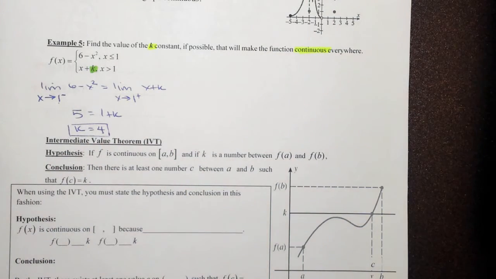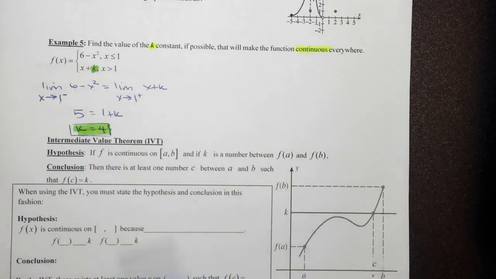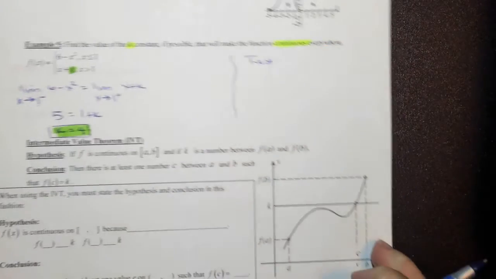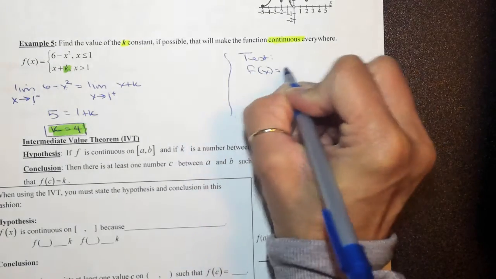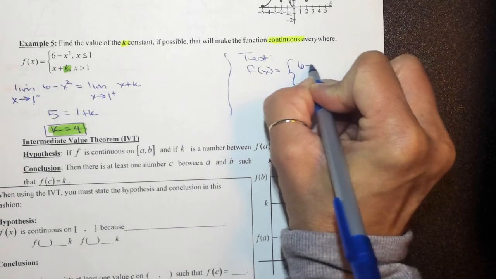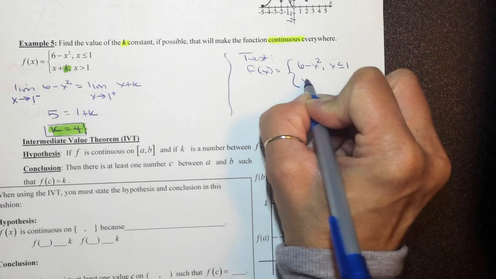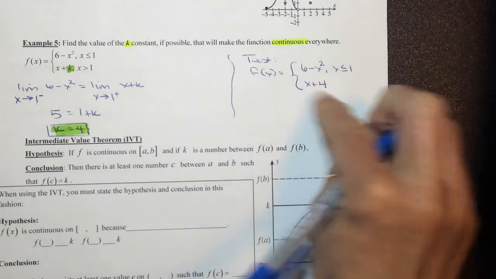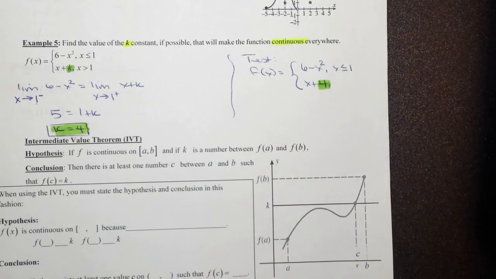Okay, so what we want to do is check before we write our answer. So I'm going to go over here. This is our test. All right, and we're going to look. So we have f of x is equal to 6 minus x squared when x is less than or equal to 1. And we're saying that if k is equal to 4, this is what this would look like for any value greater than 1.